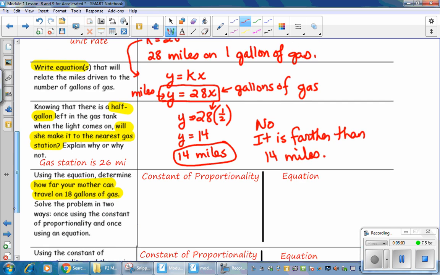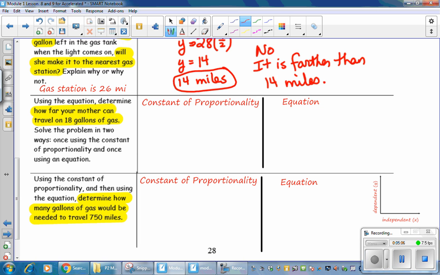Using this equation, how far can your mother travel on 18 gallons of gas? Solve the problem in two ways, once using the constant of proportionality and once using the equation. Using the constant of proportionality, we know that she is going to get 28 miles to the gallon, and she has 18 gallons. So 18 gallons times 28 miles per gallon is going to equal the total, which is 504. And that's 504 miles. And the 28 is the constant of proportionality.